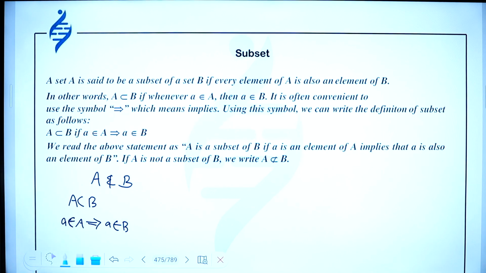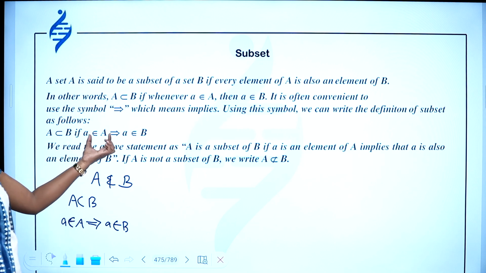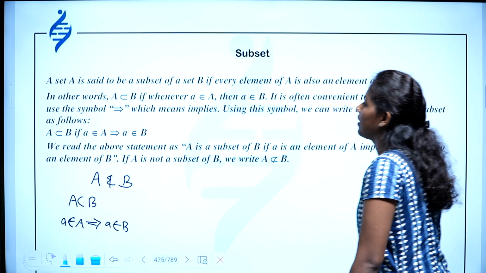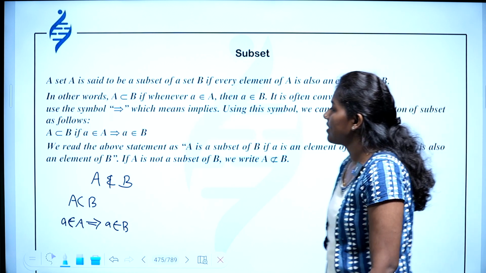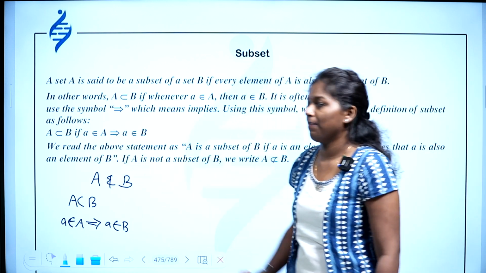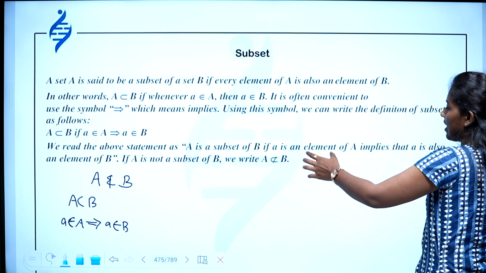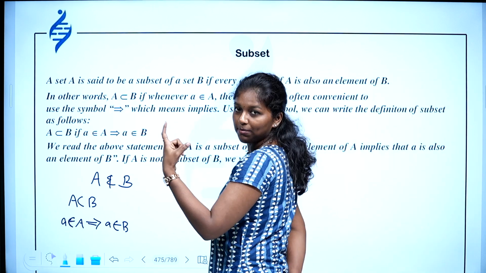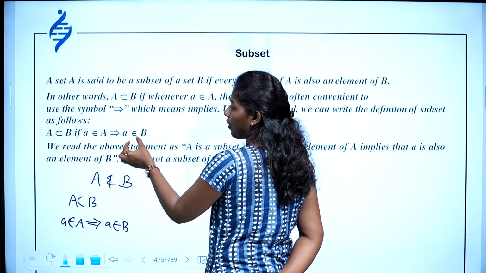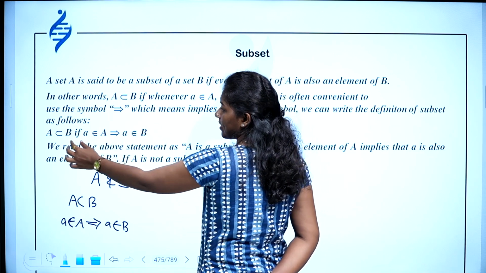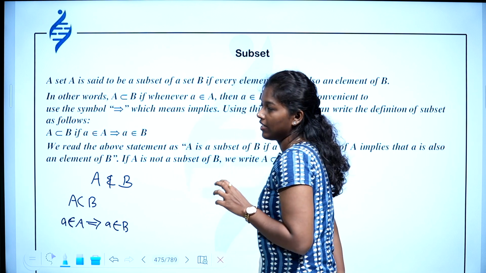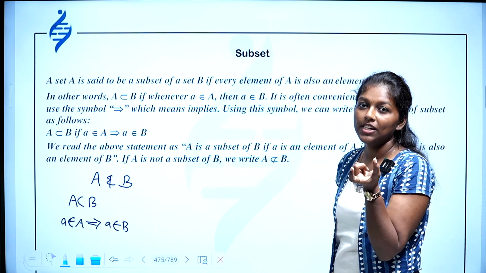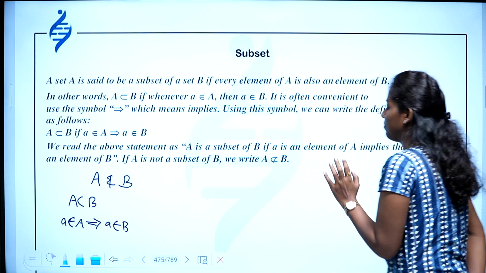Then A subset of B, if A belongs to A, implies A belongs to B. That's it. That is the definition. Now, we read the above statements as A is a subset of B if A is an element of A. This symbol is used for element, means element of or belongs to, and this is subset of. If we put a small dash in between the subset of symbol, you get the belongs to symbol.